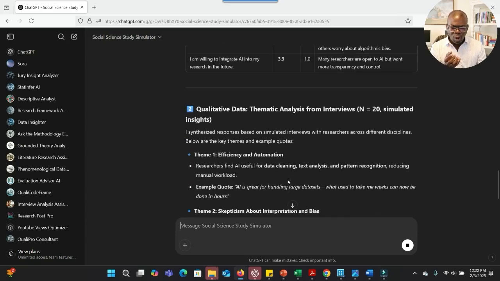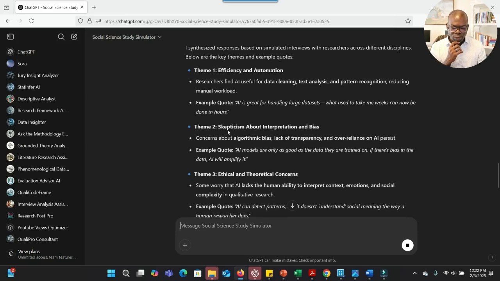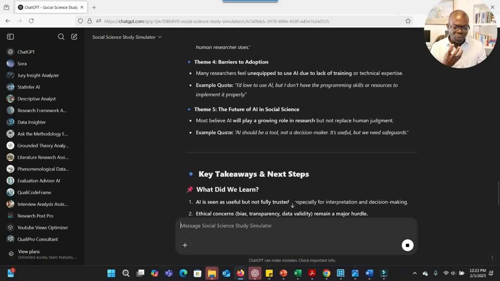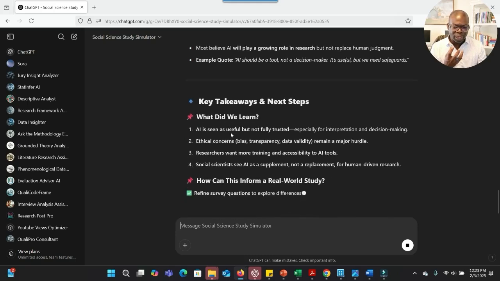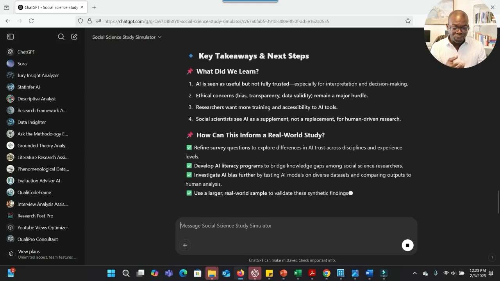And then for the qualitative, these are the results based on 20 participant interviews, conducted by the system. So you see how in the background the system has interviewed 20 participants, and this is what the results look like, right? So these are the things that you may see when you collect your actual data, and then it gives you the takeaway. That's so good, right?